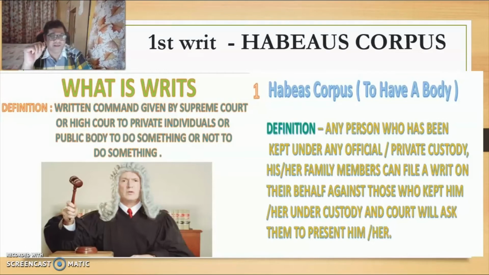Firstly, the first writ is habeas corpus. What is a writ? The definition is a written command given by the Supreme Court or High Court to private individuals or public bodies to do something or not to do something. Now the first one, habeas corpus, means to have a body. Definition: any person who has been kept under any official or private custody, his or her family members can file a writ on their behalf against those who kept him or her under custody, and the court will ask them to present him or her in the court.